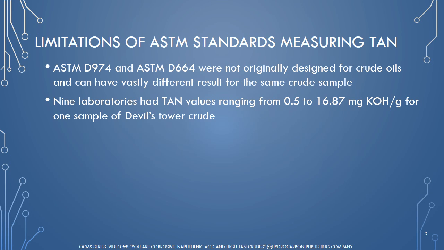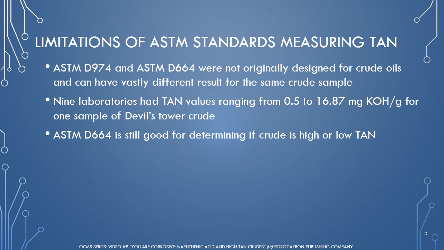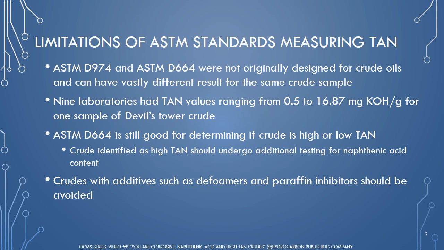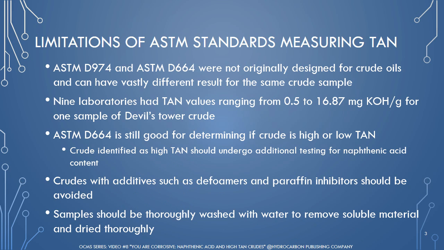Still, ASTM D664 is considered to be a good indicator of whether a crude is high or low TAN. Therefore, it is recommended that crudes deemed high TAN using ASTM D664 be further evaluated for naphthenic acid content. To get more consistent results, refiners should avoid samples with additives such as defoamers or paraffin inhibitors and remove soluble material by washing the sample with water and drying it thoroughly.